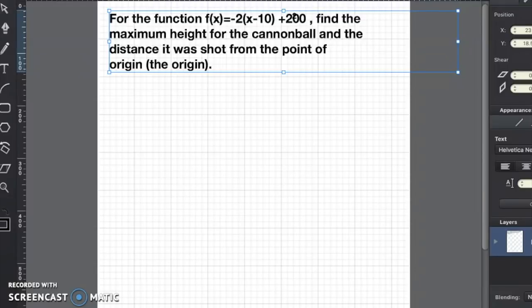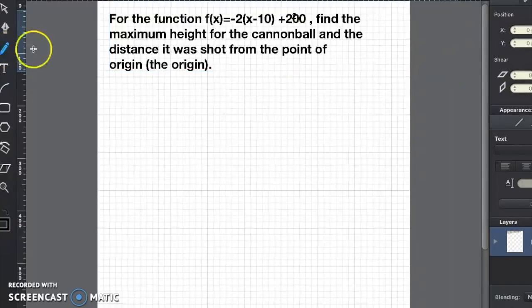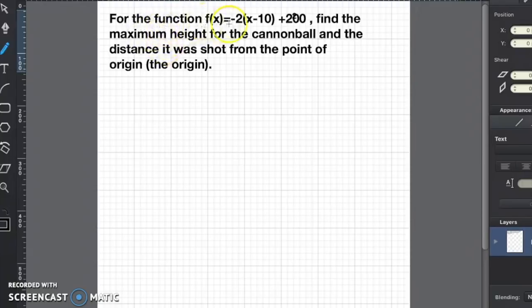Welcome back, mathematicians. What we want to do next is take a look at a slightly different problem. So this is going to be our, let's say, a plus. Make it a plus video. So this time we're looking at a negative quadratic.